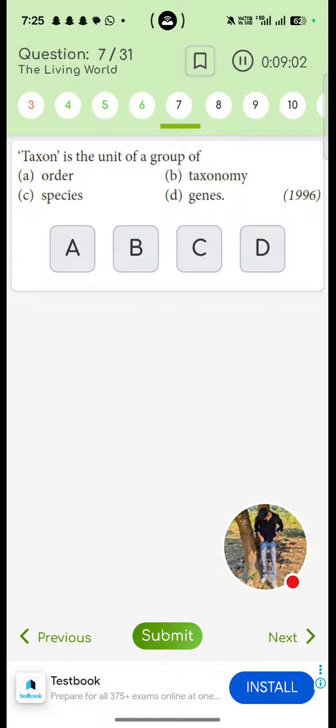Next. Taxon is the unit of a group of: species, order, taxonomy, or genus. Taxon is the unit of a group of taxonomy.